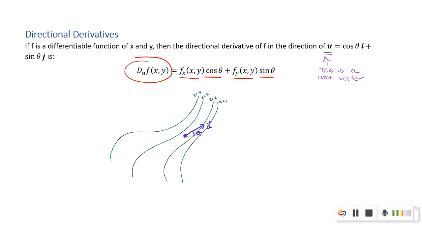One other thing to recall, that I have written down in my definition up here: if u is a unit vector, so it has a magnitude of 1, with a direction angle theta, we can think of that vector u as having components cosine theta, sine theta. Those would be the components of that vector.